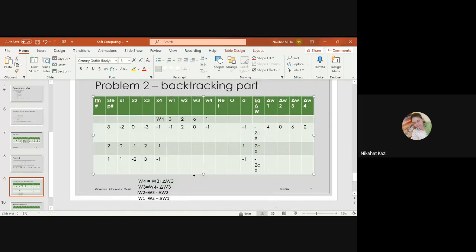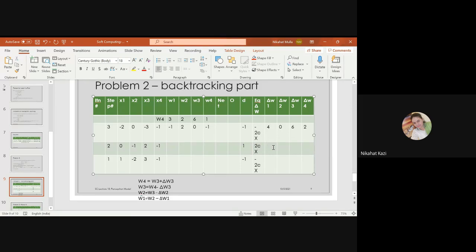Right? So W2 is W3 minus delta W2. This particular equation you're going to use in order to get W2. Simply first find delta W2. So delta W2 is nothing but 2cx. So use this equation with our second pattern and obtain delta W2.